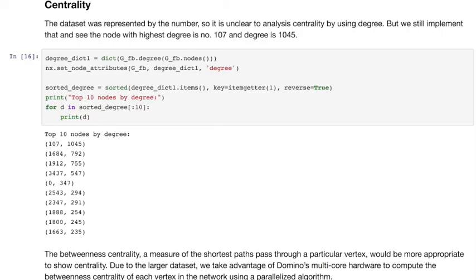Now let's talk about the centrality. In this data set, the centrality is a kind of importance, which means that we could find some people who have a huge impact on others on the Facebook website, and we pick the top 10. As you can see here, we list the top 10 nodes by degree, and the first one is the person with number 107, and the degree is 1045, and this is the most significant person from our chosen data set.